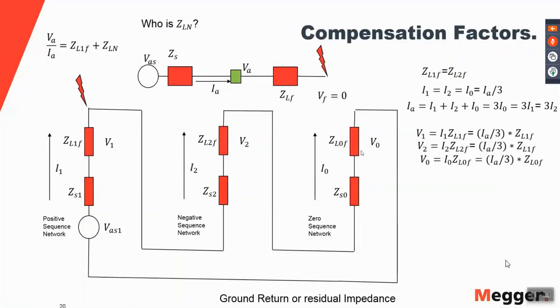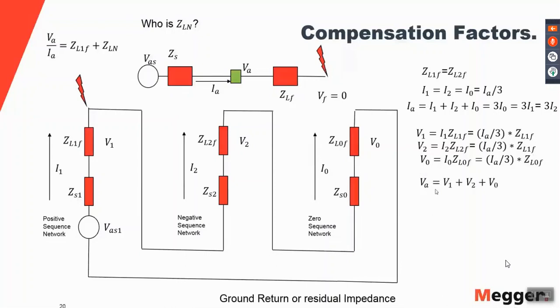So now we can also say that V1, the voltage here, equals its own current times its own impedance. So V1 equals the positive sequence current times the positive sequence impedance. And then for V2 and V0, we can use the same equations. Since I1 equals IA divided by 3, we can say that V1 equals IA divided by 3 times the positive sequence impedance. V2 has the same equation. And for V0, we can say it's IA divided by 3 times the zero sequence impedance.